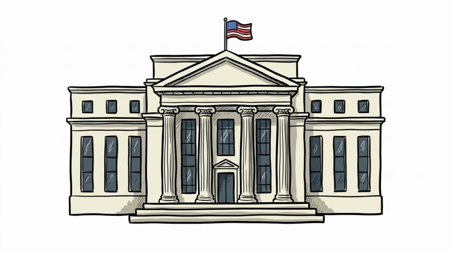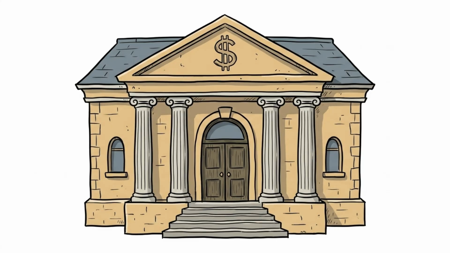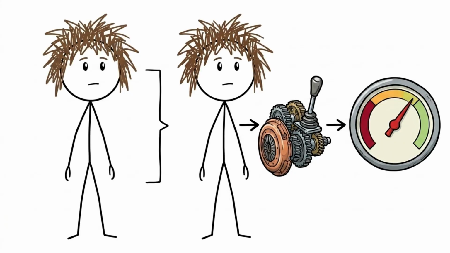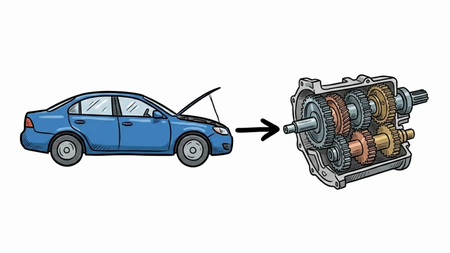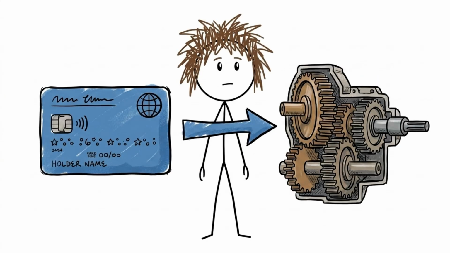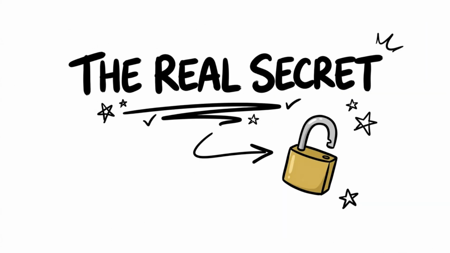That's one reason monetary policy has such a powerful influence on economic activity. The banking system acts as a transmission mechanism between financial conditions and the real economy. And that means your mortgage, your car loan, your business loan, and your credit card balance are all connected to a much larger system. The real secret.